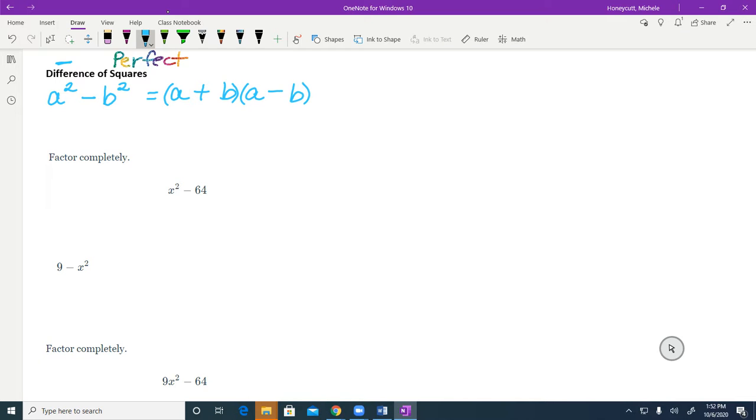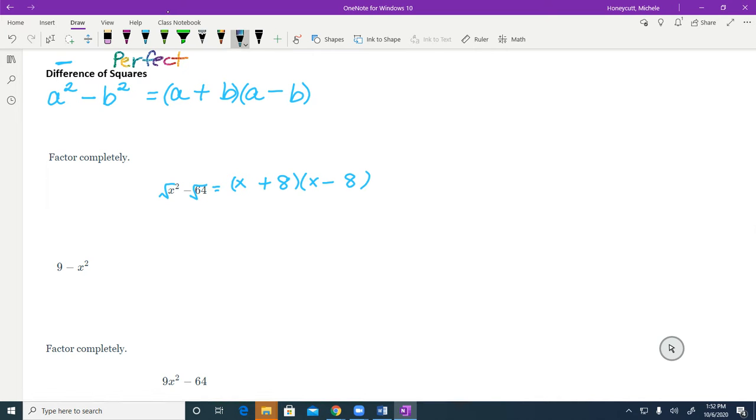So here's an example, x squared minus 64. x squared is a perfect square. 64 is also a perfect square. So I will factor this. The square root of x squared is x. And then I think about the square root of 64. I don't have to worry about this minus because the minus is taken care of in the factoring pattern. The square root of 64 is 8. And I'll have one plus and one minus.